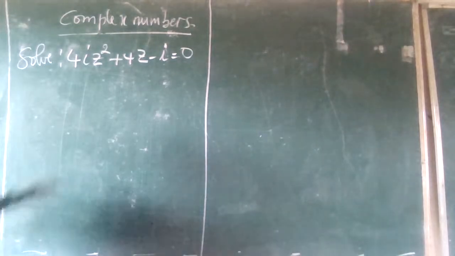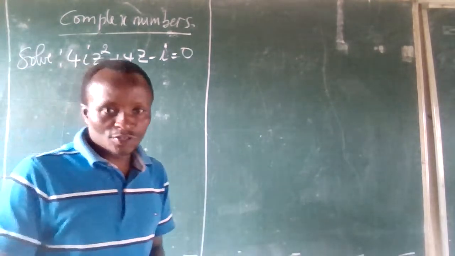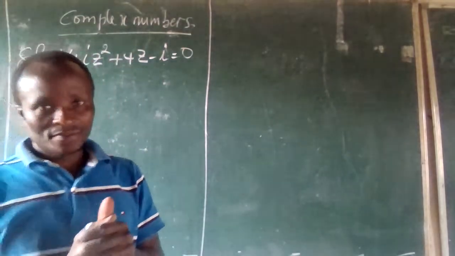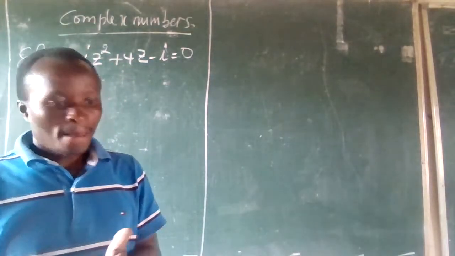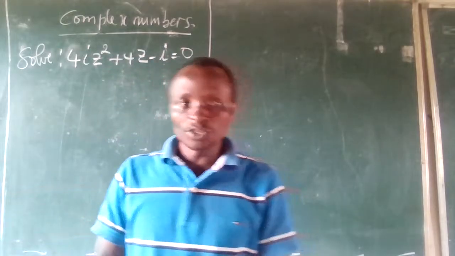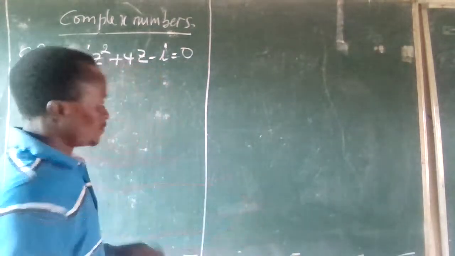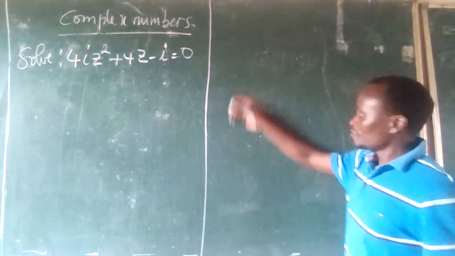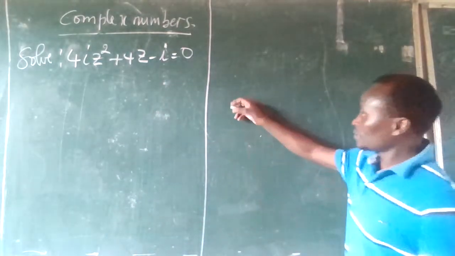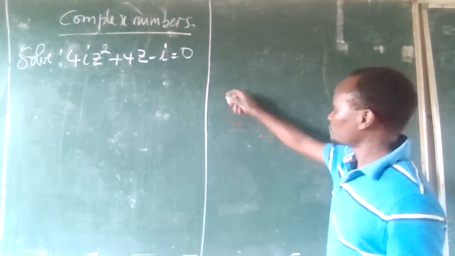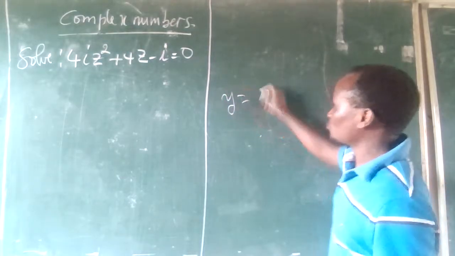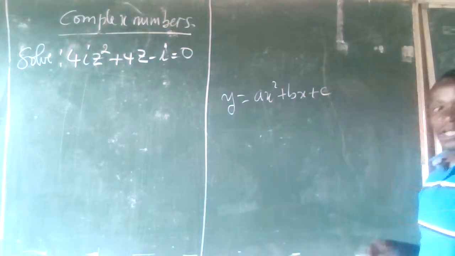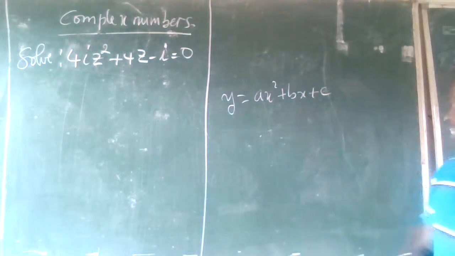Now, first of all, you really remember about quadratic equations. For example, let me stand here. A quadratic equation is where y is equal to ax squared plus bx plus c. This is a kind of quadratic equation.